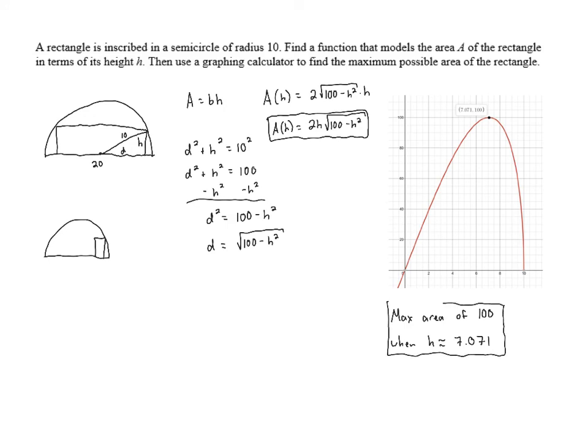Now, this 7.071 isn't just a random number, it happens to be 5 times the square root of 2. But that's not something that we are capable of figuring out with the tools that we have yet. So the best that we can do with our graphing calculator is figure out the maximum area and an approximate value for the height that corresponds with it. In general, if we don't have the algebraic tools to solve a problem, it might be possible to use a graphing calculator to get a graphical solution.